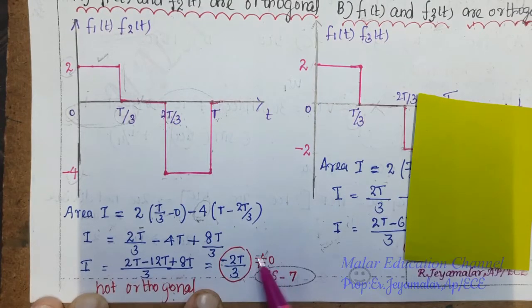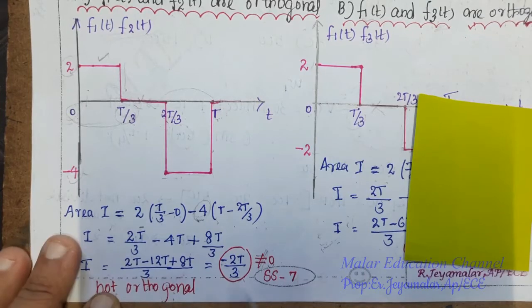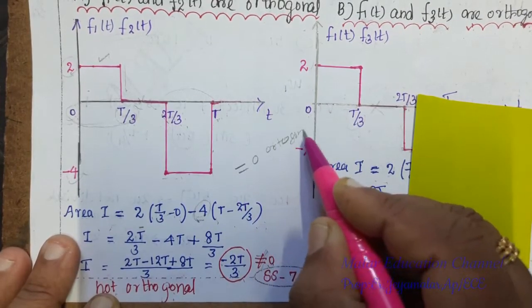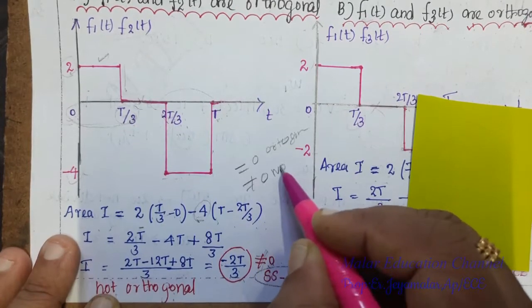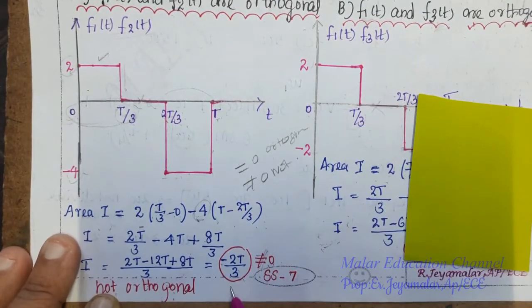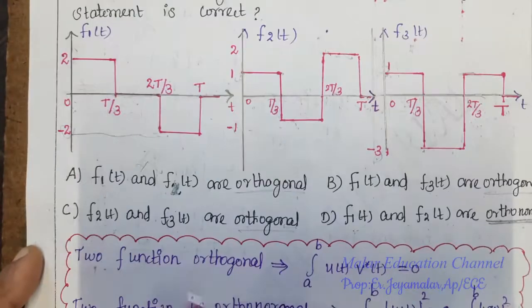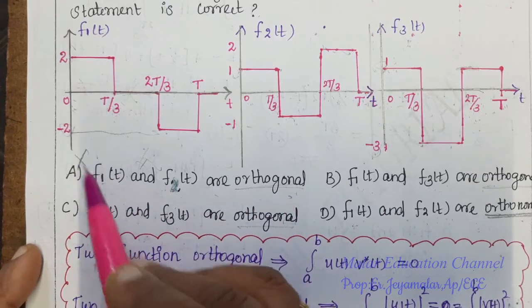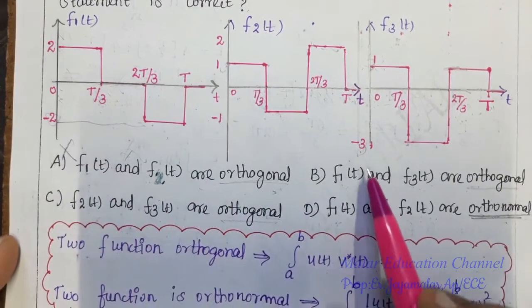That is nothing. This is not equal to 0. Not equal to 0 means not orthogonal. See the condition. Equal to 0 means that is orthogonal. Okay. Not equal to 0 means not orthogonal. Here that is not orthogonal. Okay. See here, the given option is: f1 and f2 of t are orthogonal. The option 1 is wrong. Move to the second option.